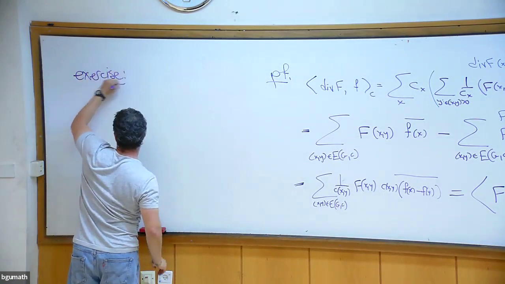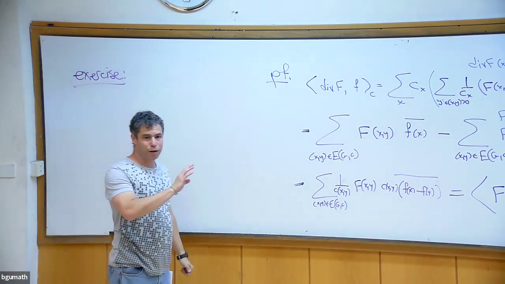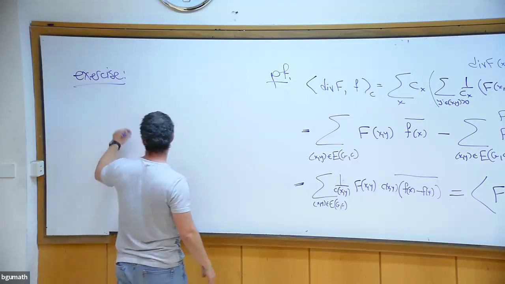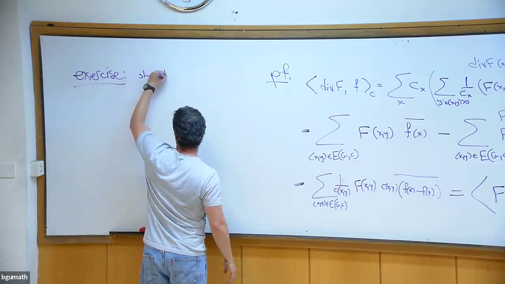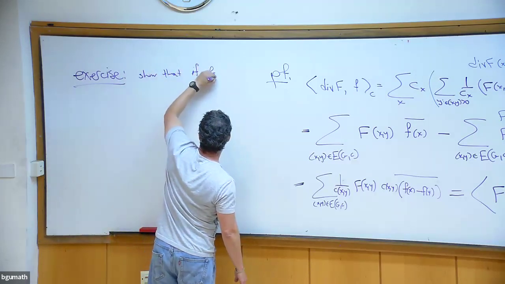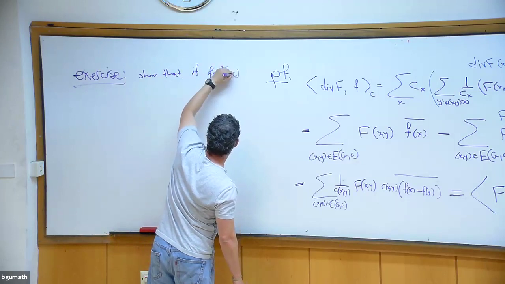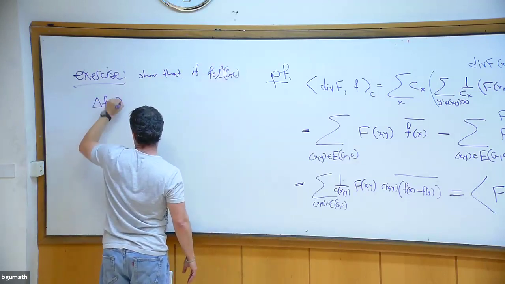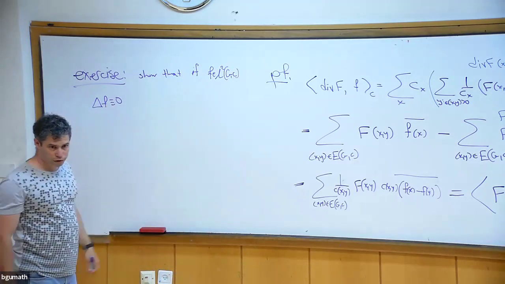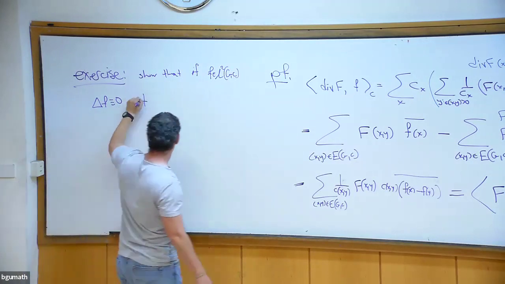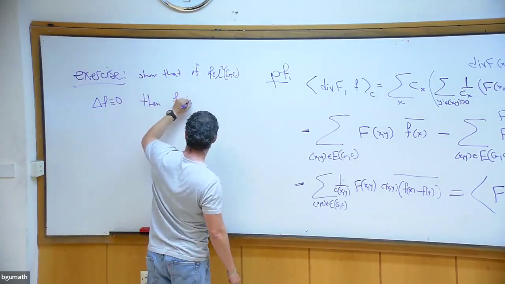So you'll see that in a minute. If I were to stay in L2, this would be a boring exercise. Show that if f is in L2 of G, and the Laplacian of f is well defined for that, so if the Laplacian is identically zero, meaning f is harmonic, then f is constant.